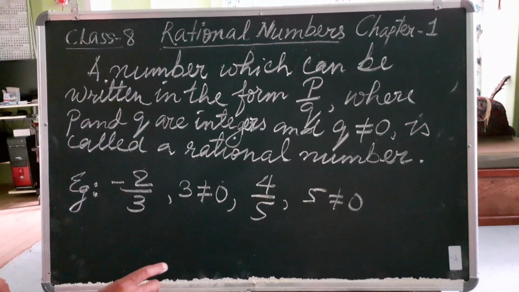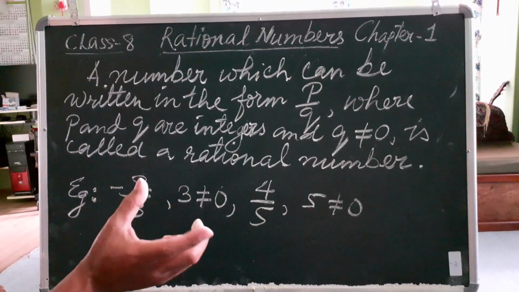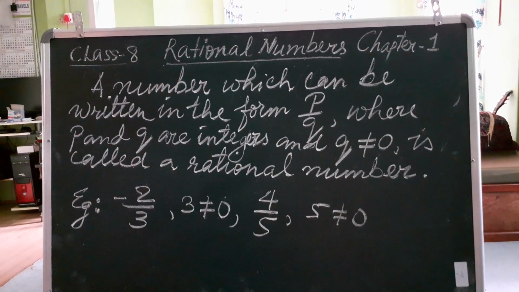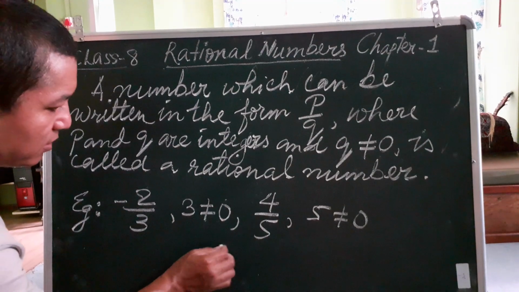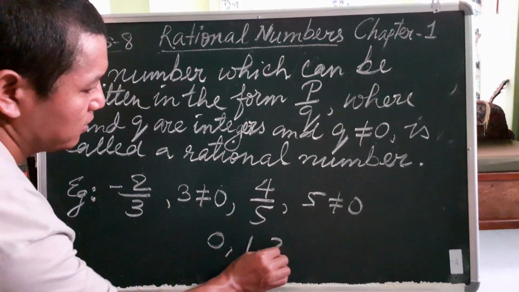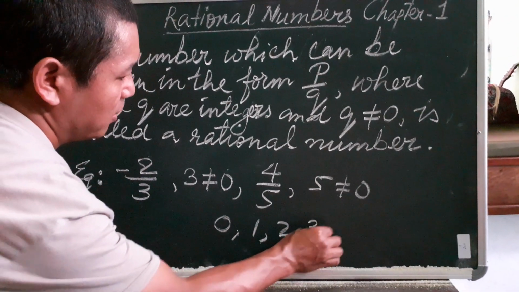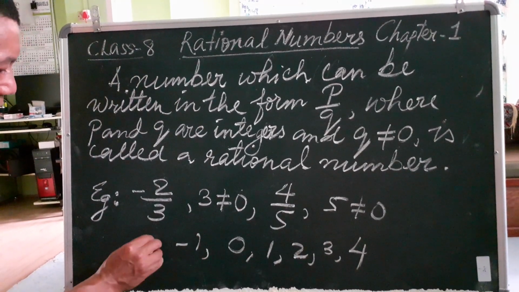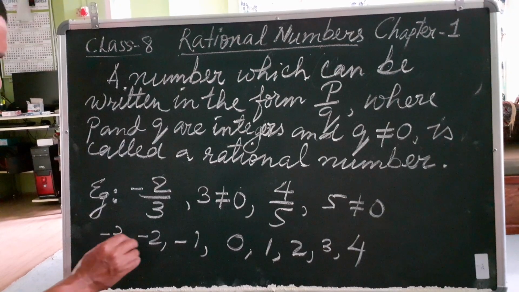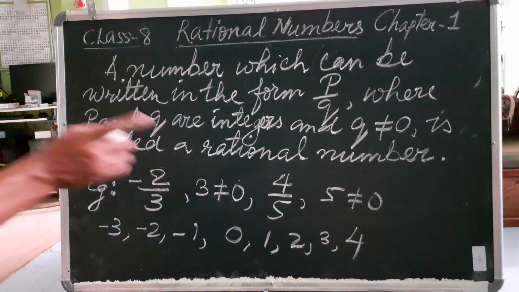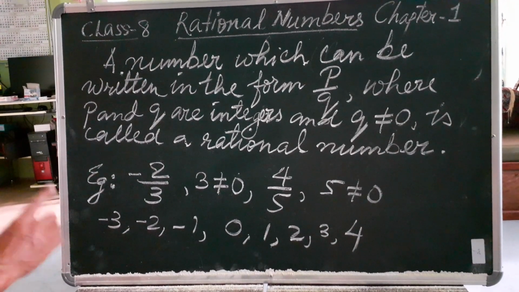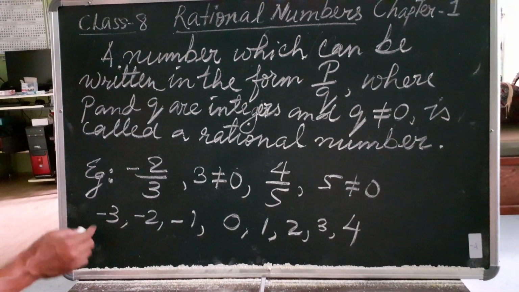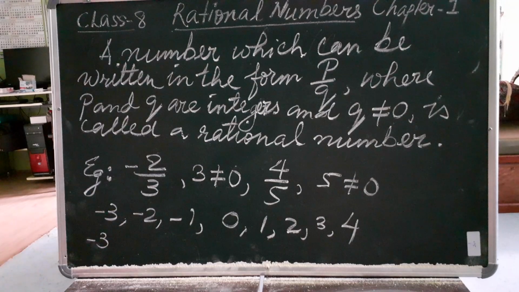You have to understand that all the integers are also rational numbers. What are the integers? 0, 1, 2, 3, 4, etc. Minus 1, minus 2, minus 3, etc. All these are also rational numbers. Why? For example, why is minus 3 a rational number?